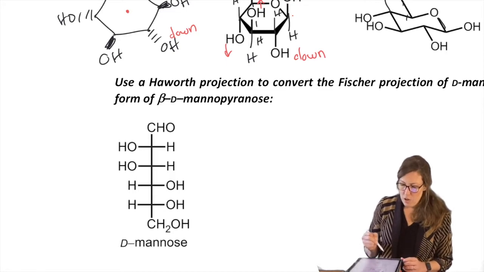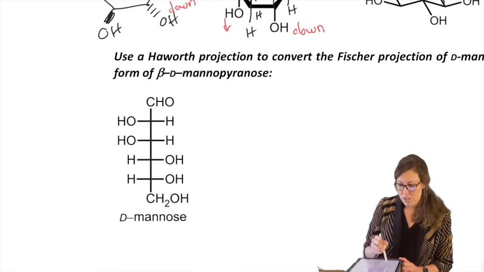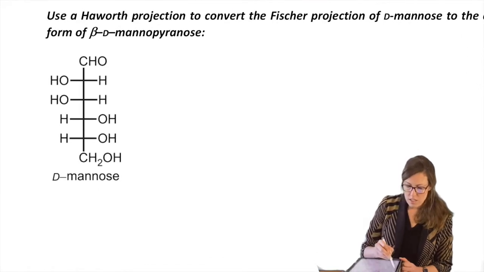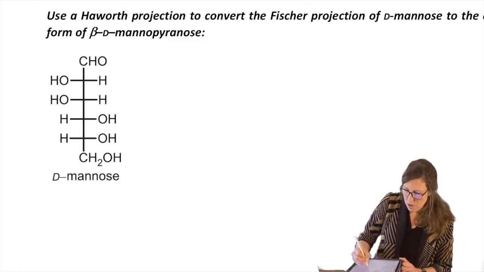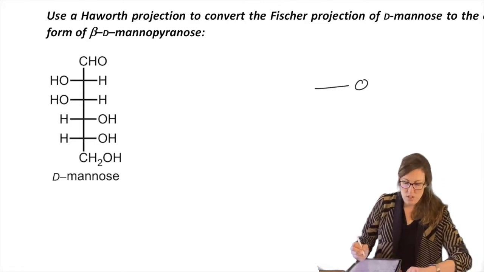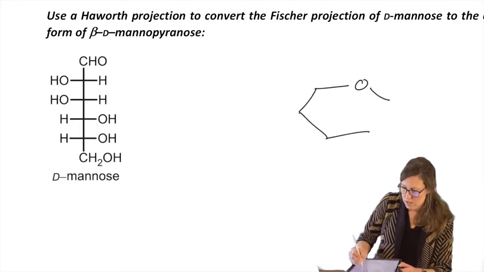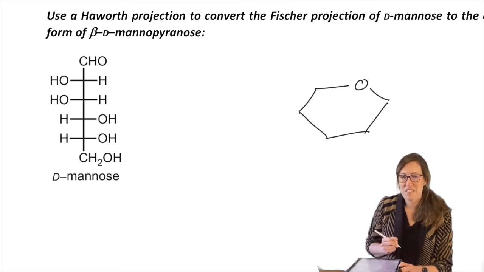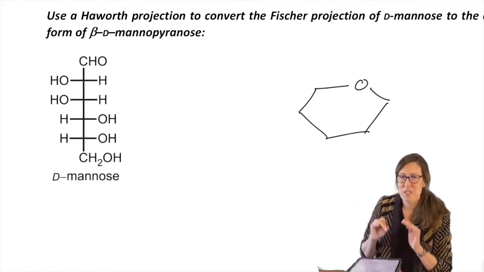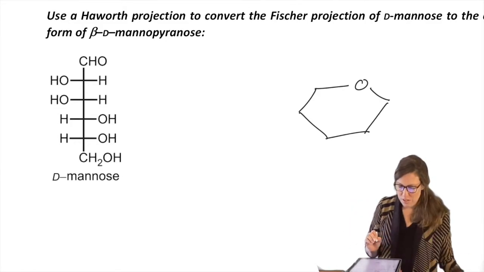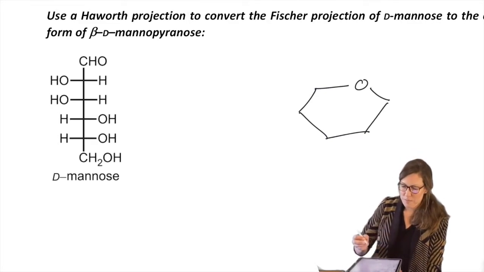Okay, so how about we draw the Haworth projection of something that's about to close into a ring. So here's D-mannose. Can we draw the Haworth projection after it closes into a ring? In other words, one rule for the Haworth projection is we're always going to draw that oxygen in the upper right-hand corner. Has to be there. Now you might see where it's not, but this is what we're going to do just to keep it consistent. And so most resources will follow this rule.